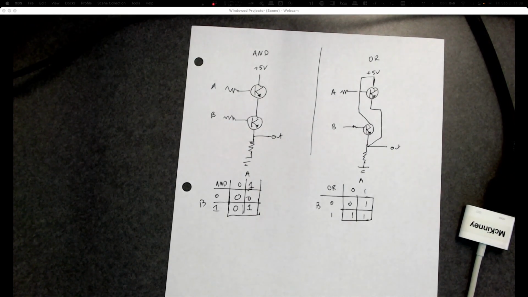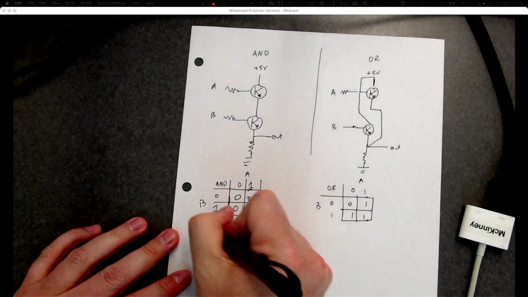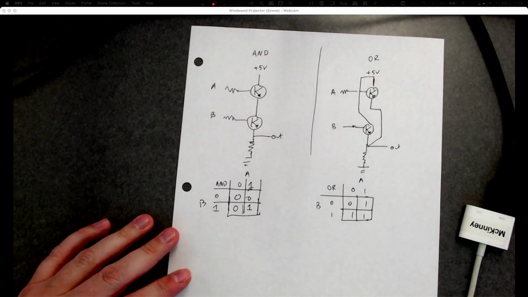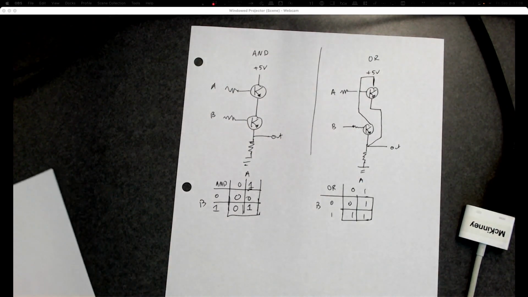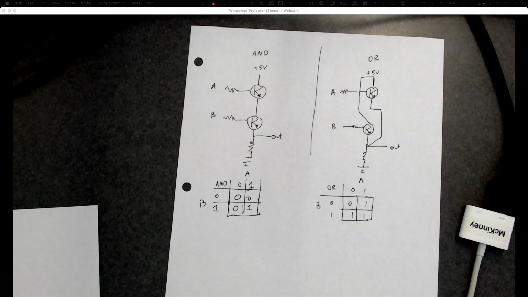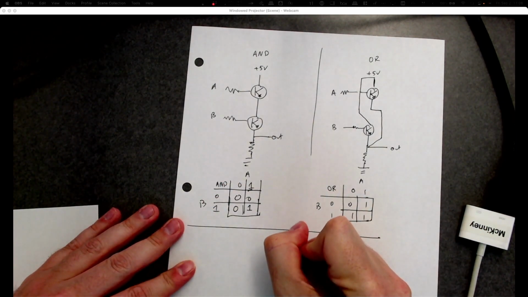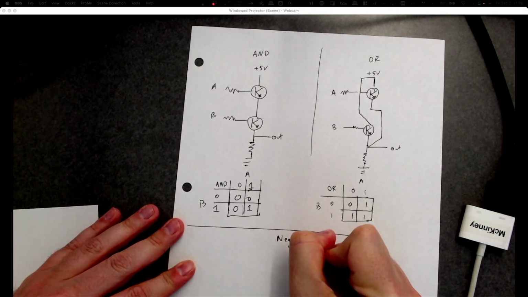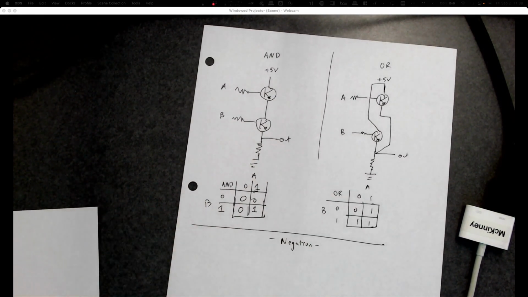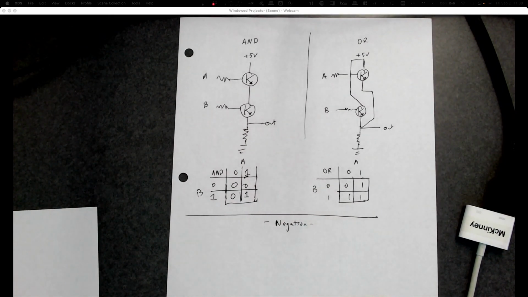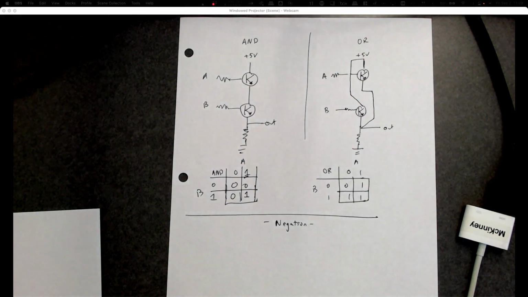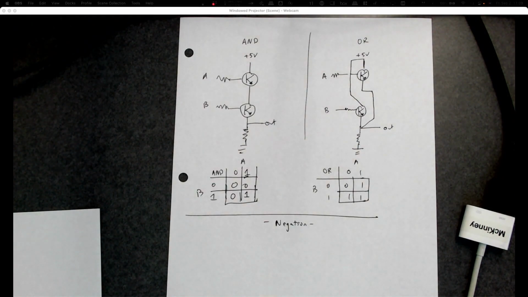We're going to make some minor modifications to both of these. I'll use a clean sheet for that. Actually, I'll use this sheet. I'll give you guys just a second to scribble that down and then we'll move on. Yeah, negation, and we'll add some stuff below it.